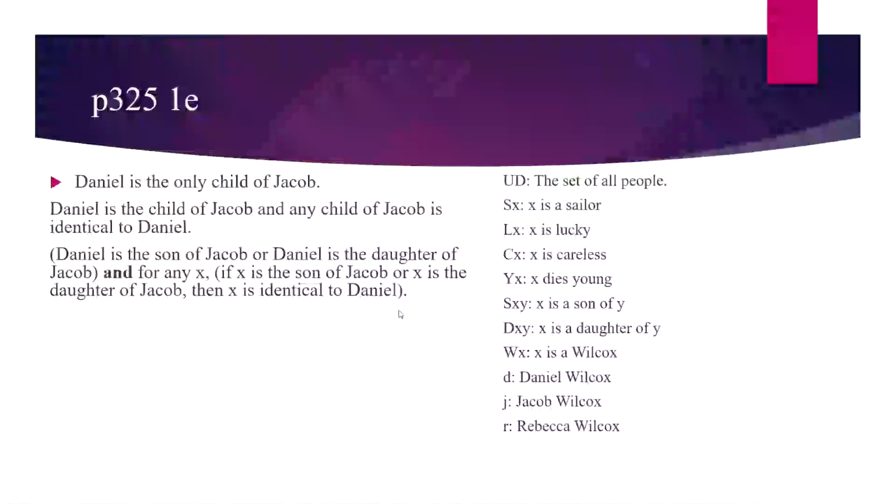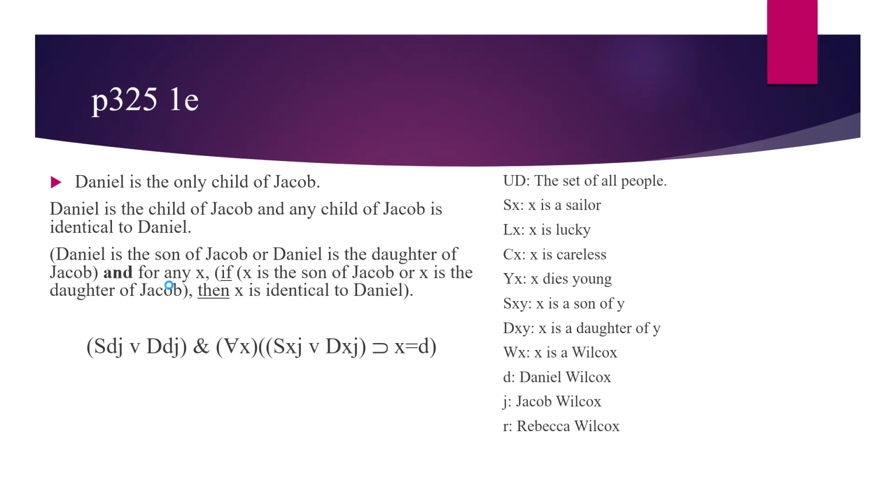So now we're going to add some parentheses. This and here is our main connective, right? You can see it in our first paraphrase. Daniel is the child of Jacob. We have this and any child of Jacob is identical to Daniel. So I put parentheses around each of those conjuncts, right? The quantifier we leave on the outside of the conjunct itself because everything in the rest of this conjunct is in the scope of that quantifier.